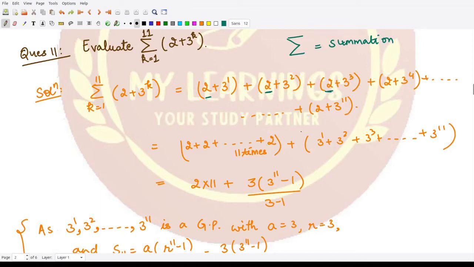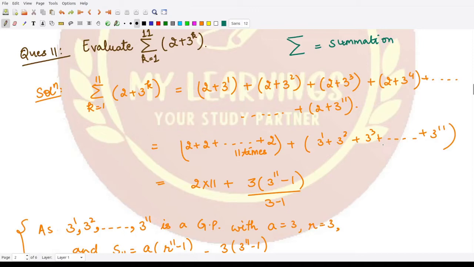Next, in another bracket I have clubbed all the terms which are powers of 3. So 3 raised to power 1 plus 3 raised to power 2 plus 3 raised to power 3, and so on. We can do that, we can just shuffle the terms, because addition is associative. That is why all the 3 terms are represented in this bracket.